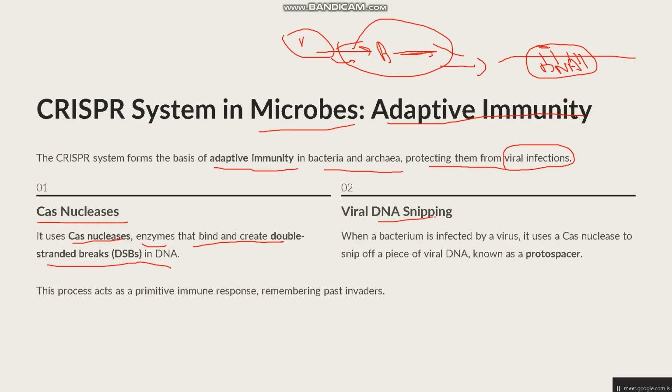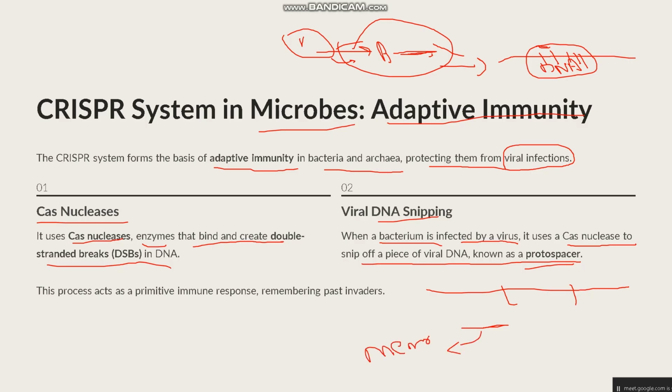Viral DNA snipping. When a bacterium is infected by a virus, it uses Cas nuclease to snip off a piece of viral DNA known as a protospacer. This snip of a small amount of DNA can be used as a memory for future infection.